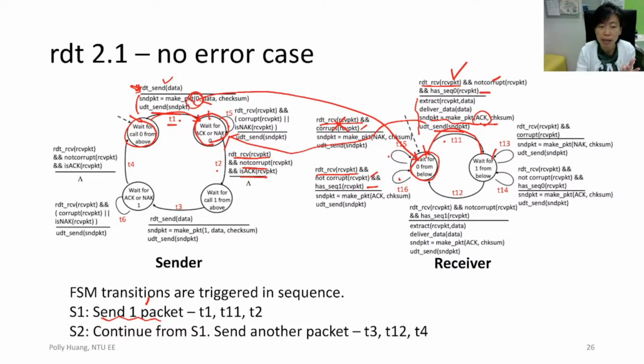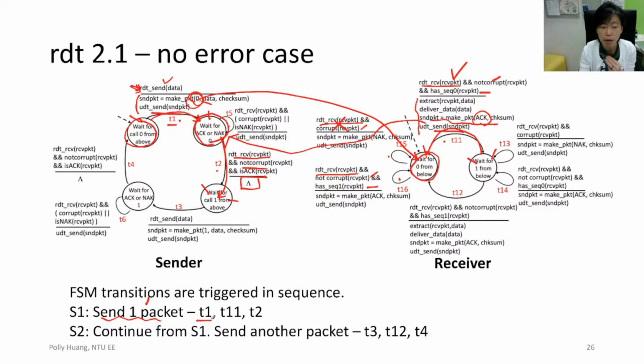So we'll be taking T2 and finish all the action here, which is doing nothing, and enter the wait for call 1 from above state. So the sender here goes to this state. And there's nothing to be done here. No more packets being generated flying back to the receiver, so we have stabilized right here. So sender here, stop here. Receiver, stop here. Okay? And in the process, we take 3 transitions.